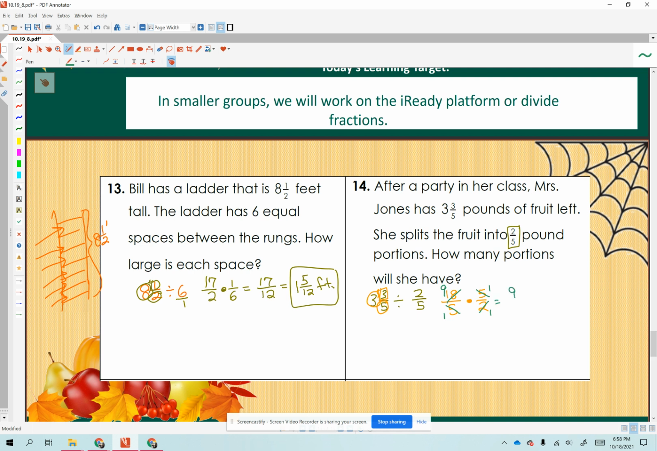So 9 times 1 is 9, 1 times 1 is 1, and the simplified version of 9 over 1 is 9. And let's remember what this problem asked. How many portions will she have? So she will have 9 portions or 9 groups of leftovers.